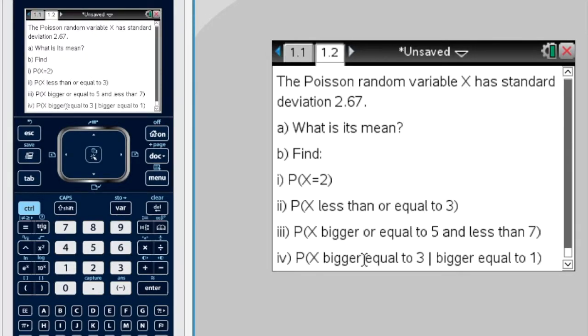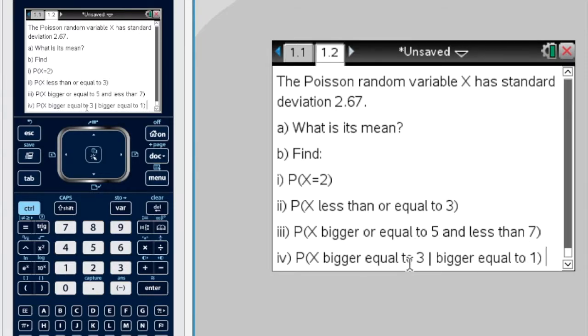Probability that x is bigger or equal to 3, given that x is bigger or equal to 1. If you remember, the formula for this is the intersection of those two events over the second event, so bigger or equal to 1. Now the intersection of x is bigger or equal to 3 and x is bigger or equal to 1 is actually just x is bigger or equal to 3, because bigger or equal to 3 satisfies bigger or equal to 1. So we can just take x is bigger or equal to 3.